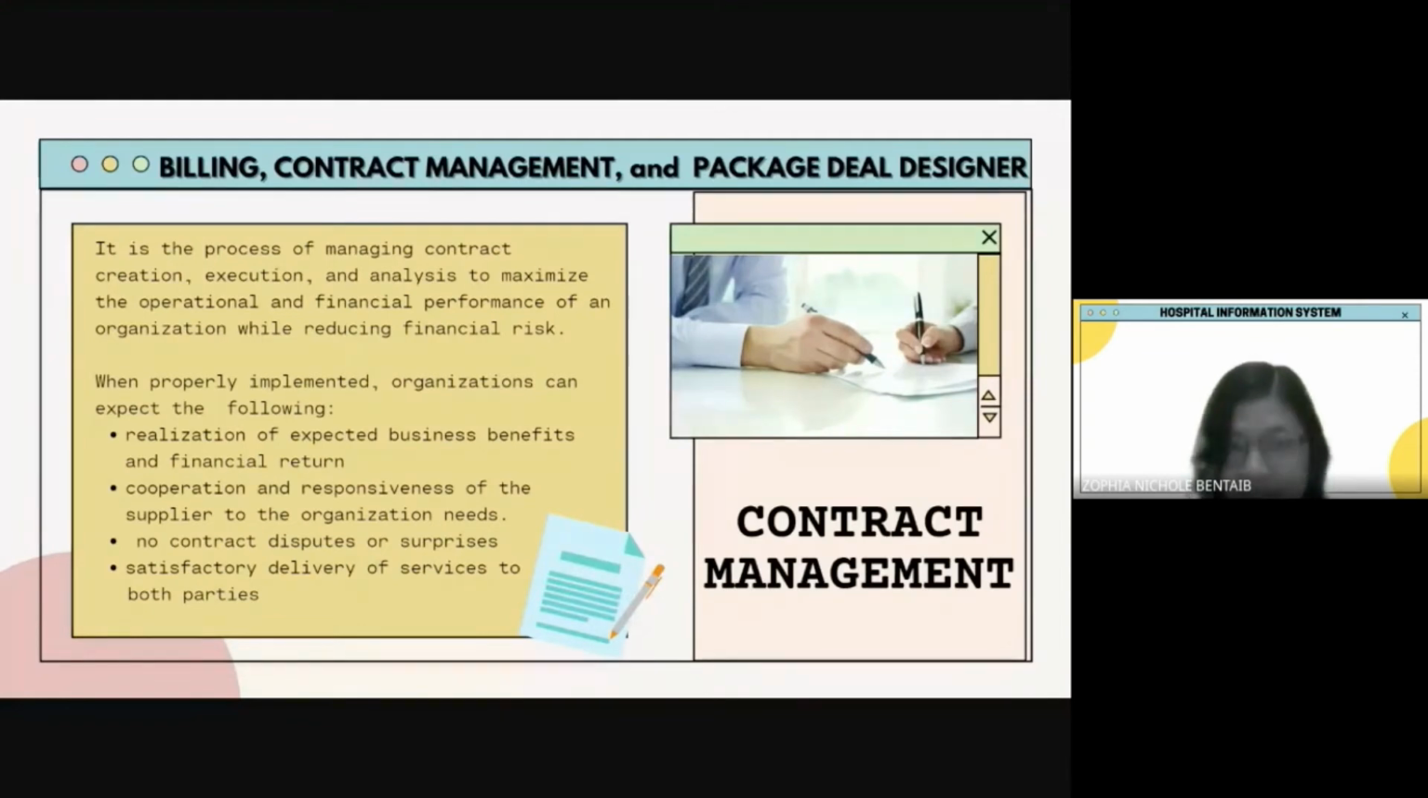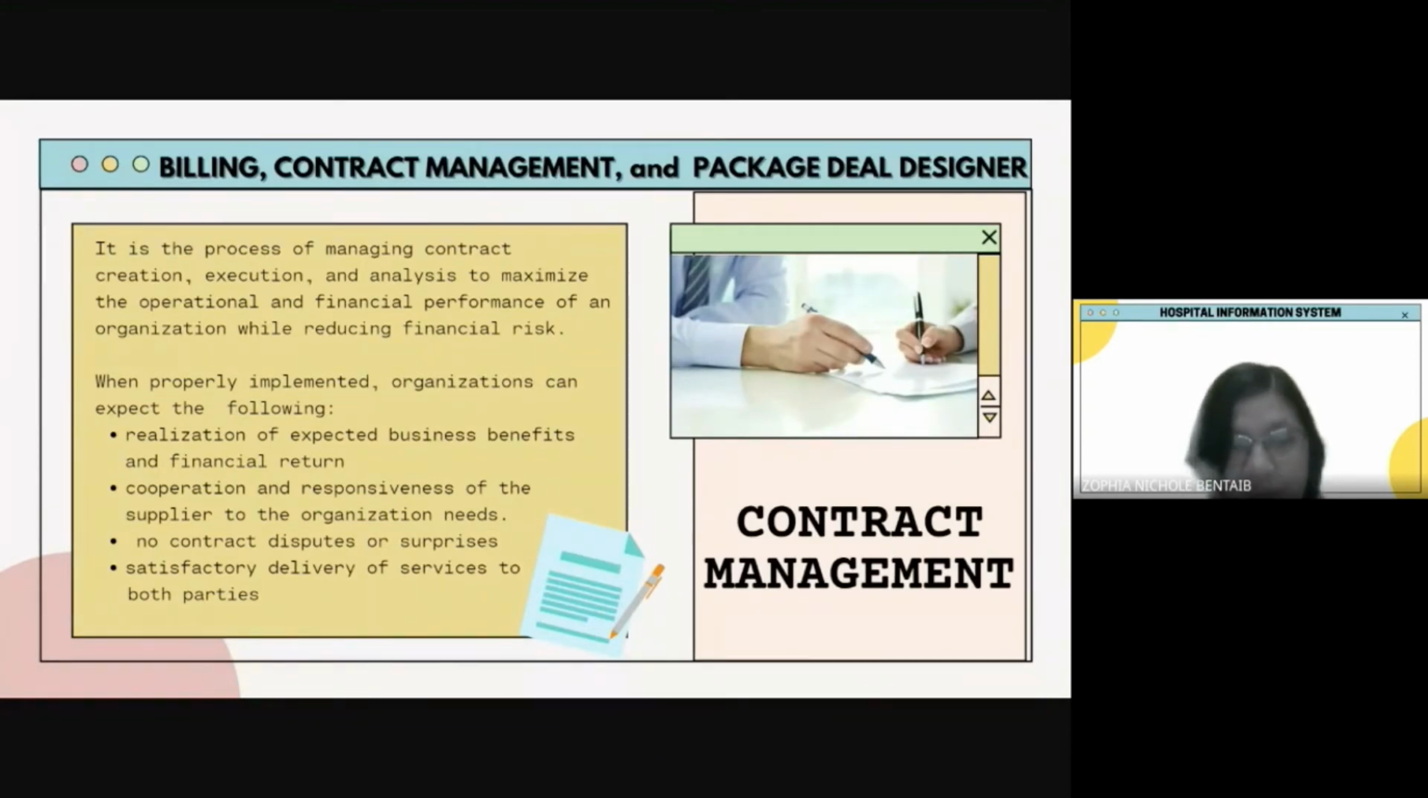Contract management is the process of managing contract creation, execution, and analysis to maximize the operational and financial performance of an organization while reducing financial risk. Contract management proves to be a very time consuming element of business, which facilitates the need for an effective and automated contract management system. So, when this contract management system is properly implemented, organizations can now expect the following.